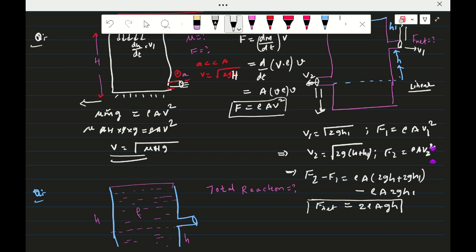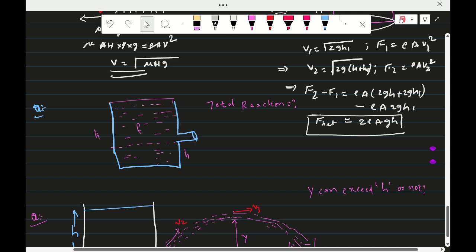This f net into the perpendicular distance gives the torque. For example, if the diameter d is given, we substitute it. Otherwise, this f net is equal to mu mg, you can substitute. So that is another mode. So, next one.